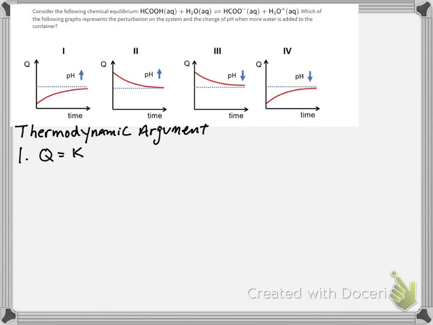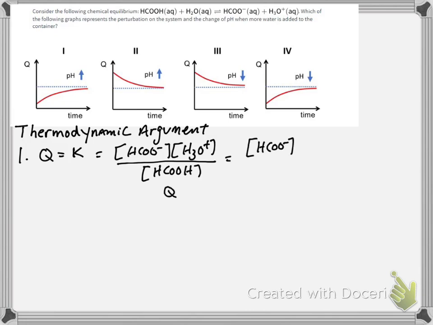The first step is your system's at equilibrium, right? That's what we're given. Here it's Ka. And it always starts with, okay, Q equals K. And what does that mean? That means that if we write the products over the reactants using only the aqueous substances, the equilibrium concentrations are the same as the general concentration, right?